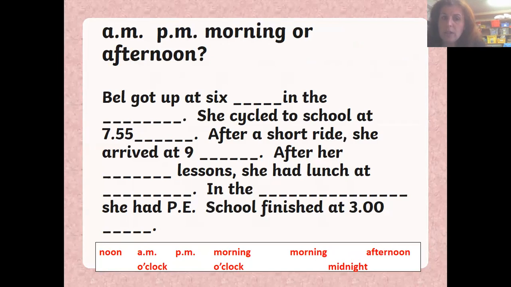So Belle got up at 6. Could she get up at 6 o'clock at night, or would you presume that was 6 o'clock in the morning? What did you think? She cycled to school at 7:55. Now, would that be AM or PM? So would you go to school normally in the morning, AM, or would you go normally in the evening or the afternoon at PM? Okay, I wonder how you got on with that.